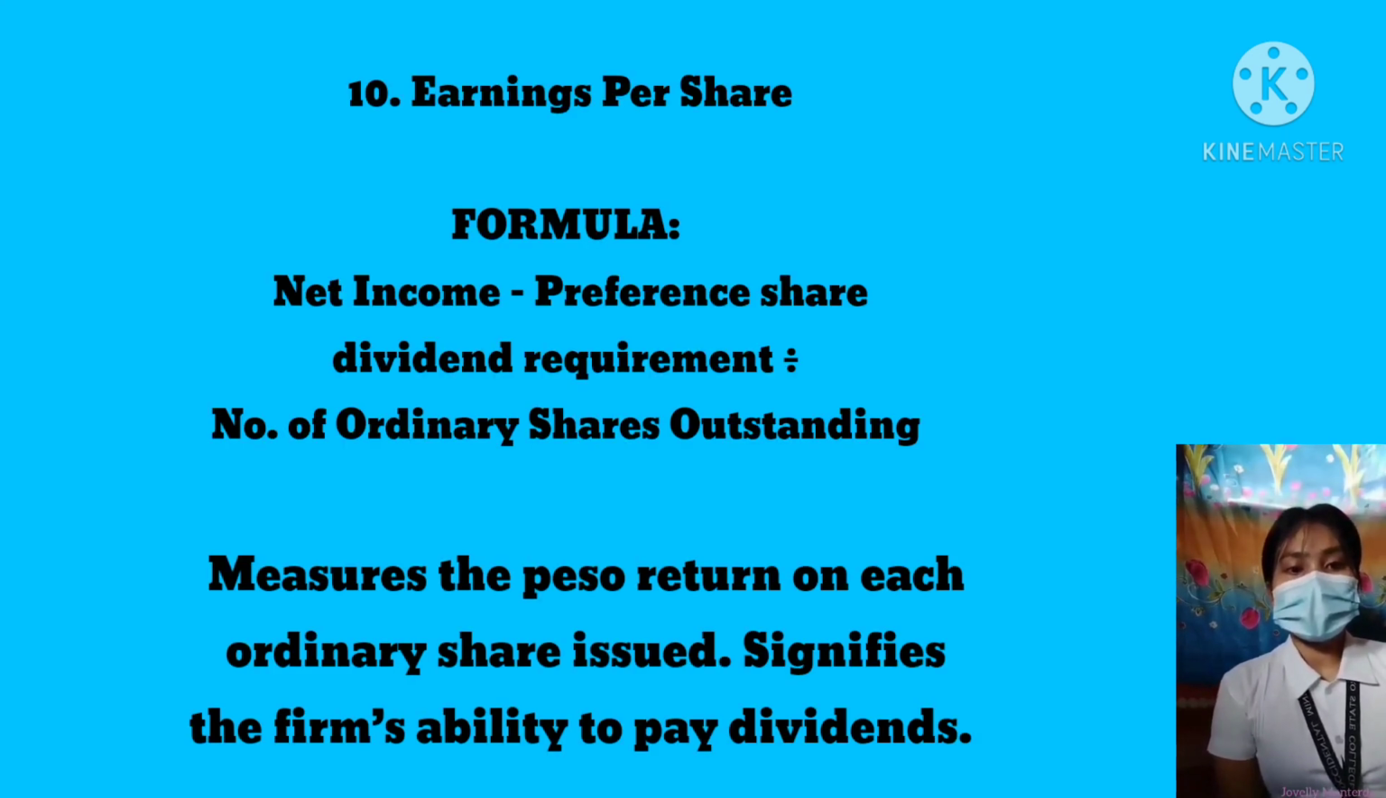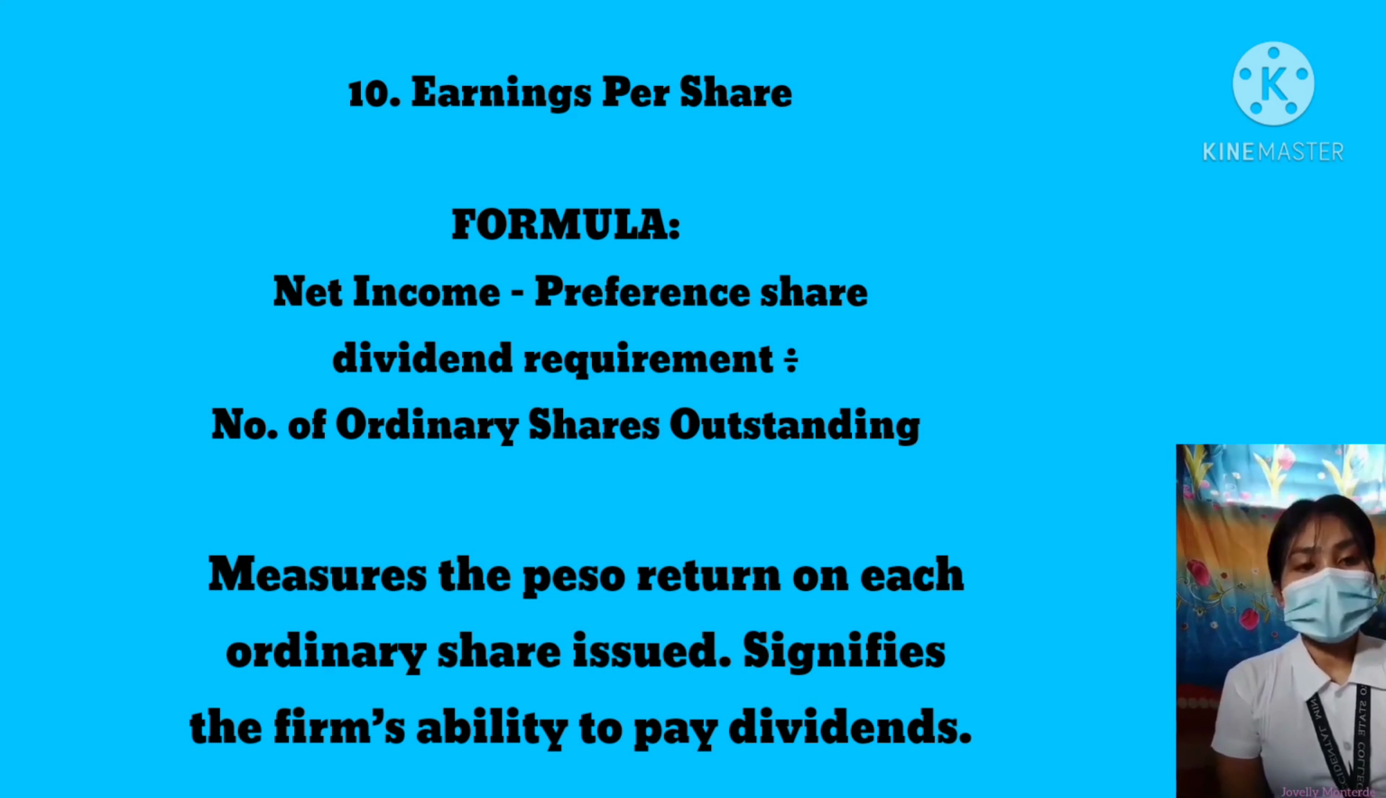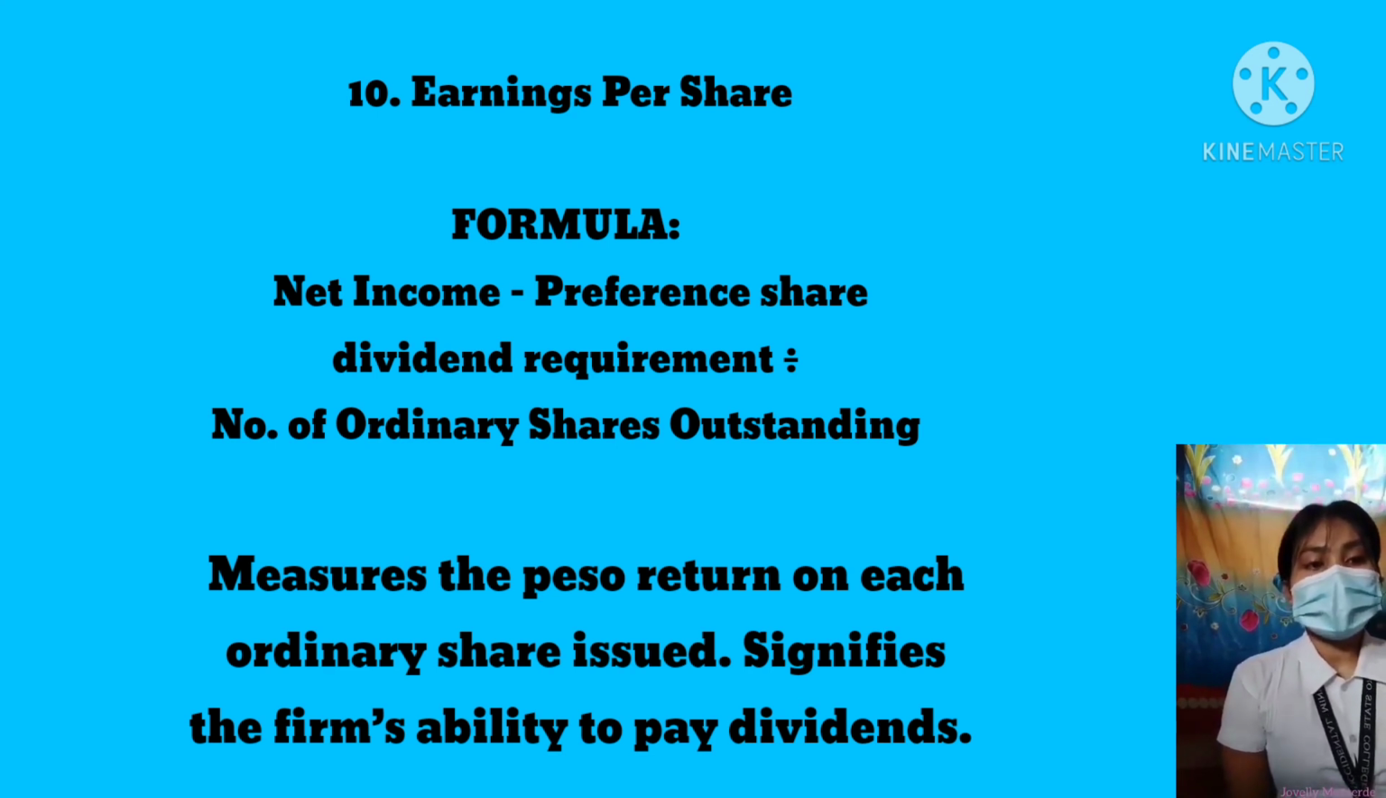Number 10 is earnings per share. Its formula is net income less preference share requirement, divided by the number of ordinary shares outstanding. Its significance is that it measures the peso return on each ordinary share issued, and signifies the firm's ability to pay dividends.